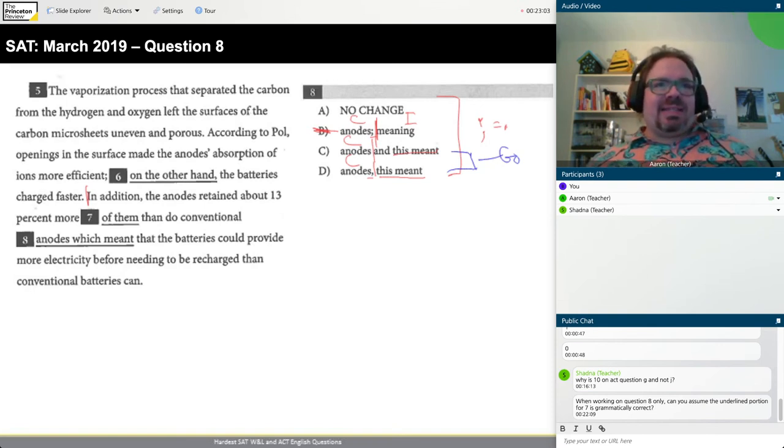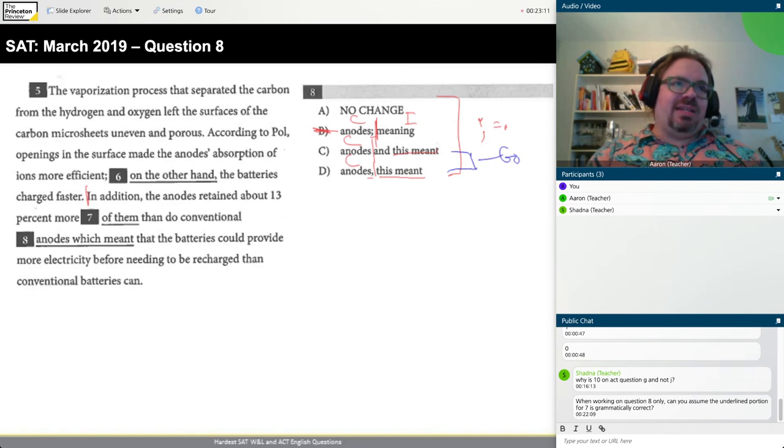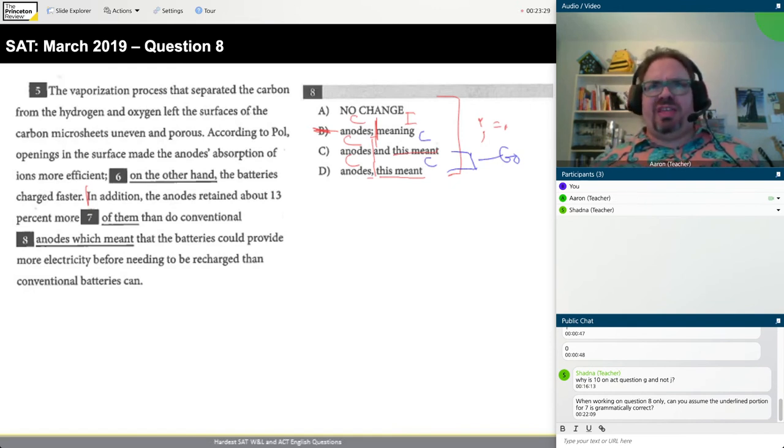So now, looking at C, I'm actually going to look at C and D together in this case, because I'm going to say, okay, if I start that second idea with "this meant," what do I get? So once again, "This meant that the batteries could provide more electricity before needing to be charged than conventional batteries can." That could be its own sentence. This might be a little ambiguous because what is "this" referring to? But grammatically, "this meant" is subject, verb. I have everything that I need to have a complete idea, to have an independent clause.